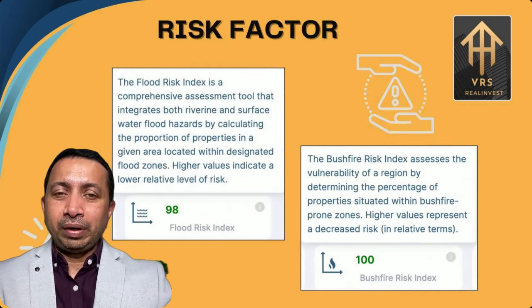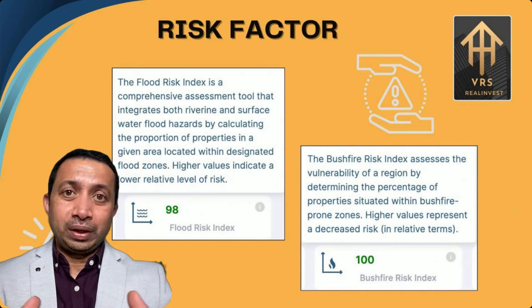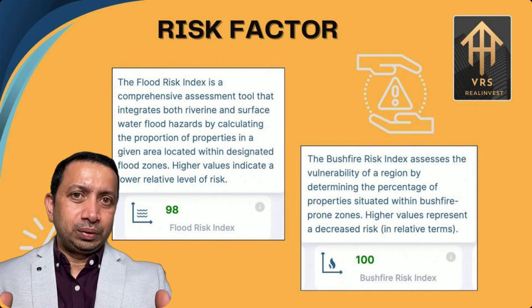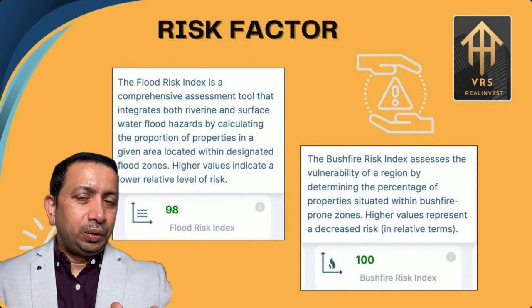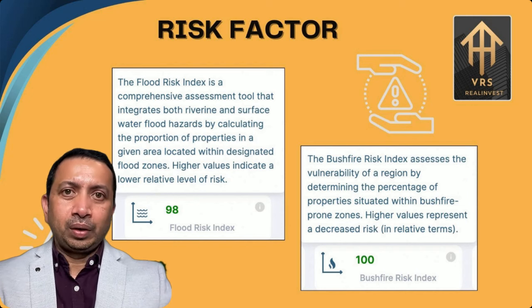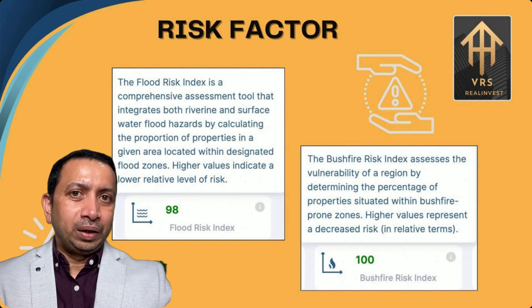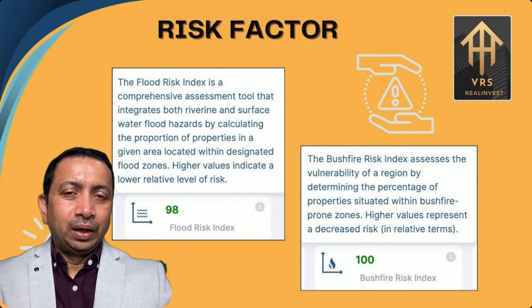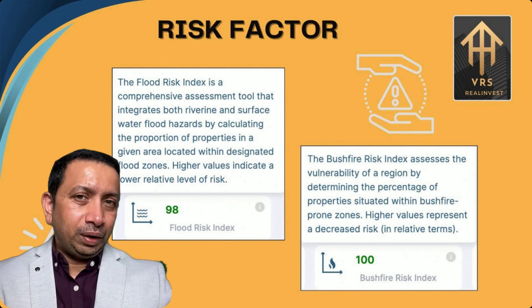And another important factor: in Australia there are lots of risk factors. Bushfire, flood zone, cyclone. You need to identify a place where there is low risk. When we buy an investment property, we need peace of mind as well. If you are buying a property in a high risk area, that will never give you peace of mind. So you need to identify a place where there is low risk.